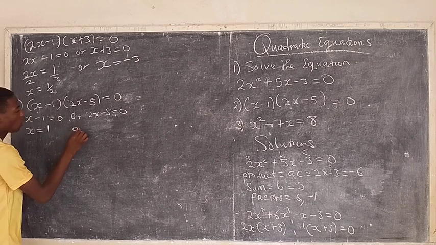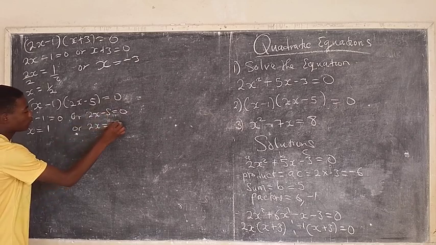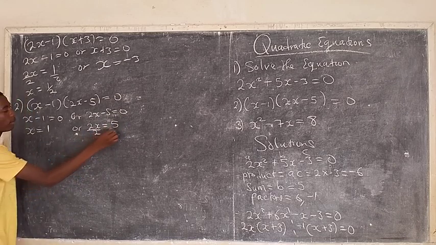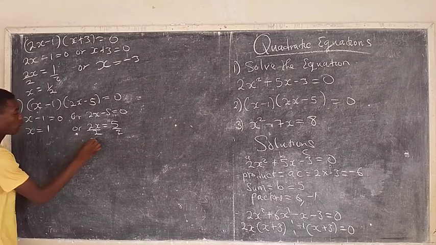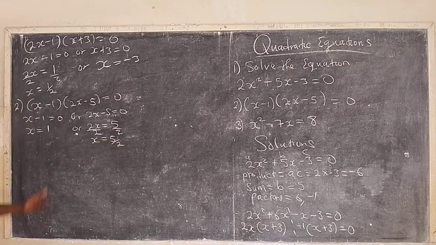So we have x, we take that one this side, we have x should be equal to positive 1. Or we have 2x, when 5 is taken that side it becomes positive 5, then we divide by 2 by 2. Here we have x should be equal to 5 over 2. So this is our answer for the second one.